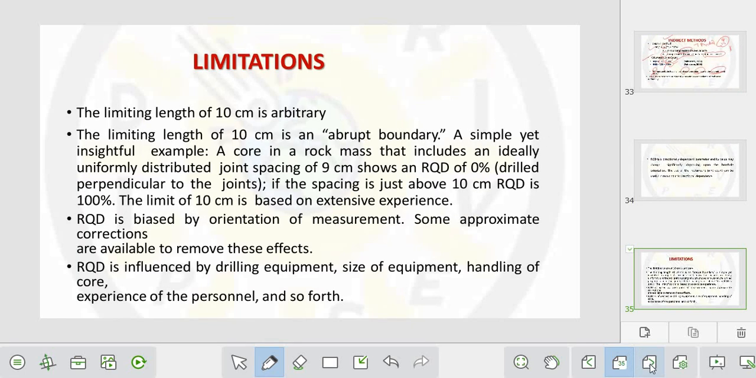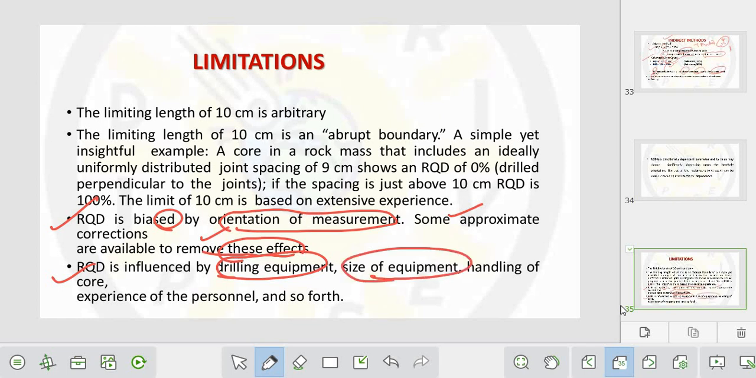this is not required. The limitation also there, कि limitation कैसा होता है और limitation क्या है, ताकि हम उस एक्सटेंट तक नहीं जा पाए. Okay, so जैसे मान लीजिए RQD is biased by the orientation of the measurement. Some approximate correction should be available to remove this type of effect. RQD is influenced by drilling equipment, है ना, size of equipment, handling of core. So this is the limitation.